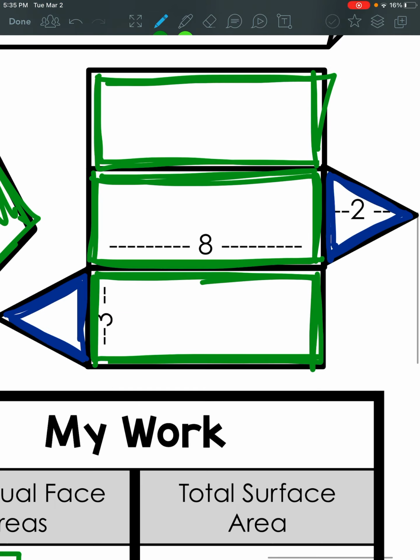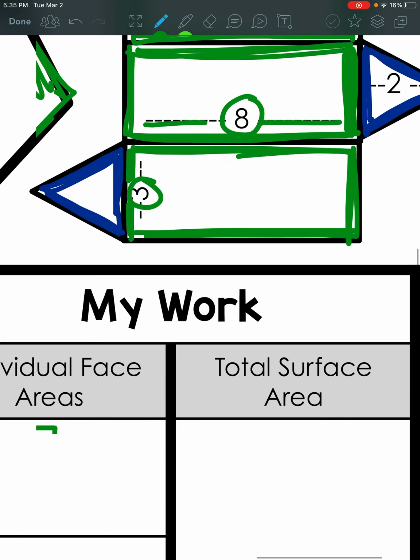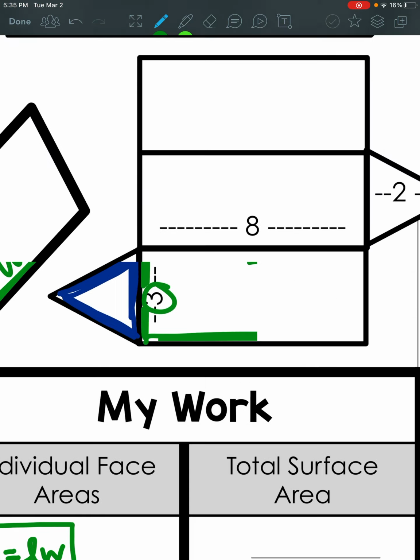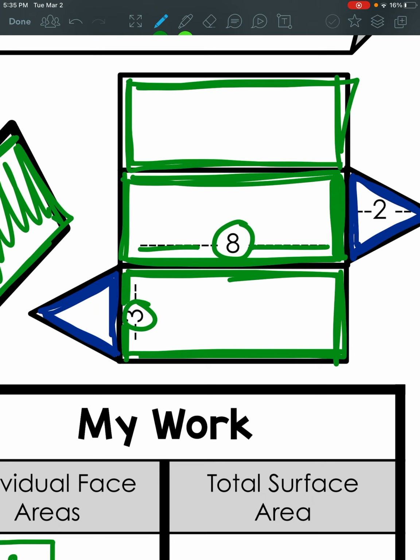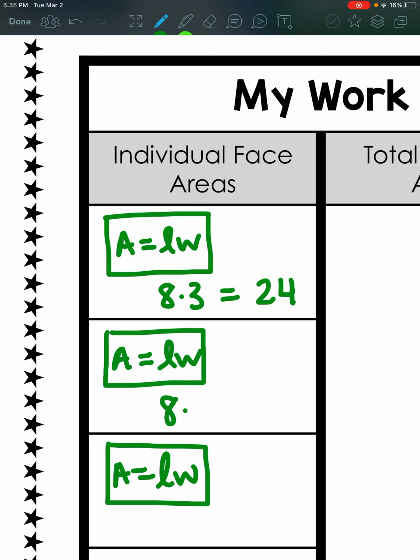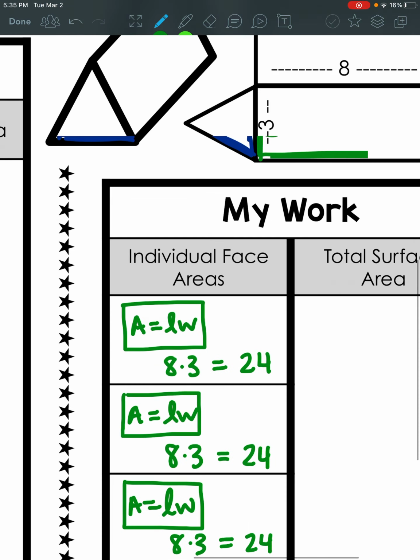So we saw up here the length, we have 8. Now the width would be the other way. We don't have that one labeled, but we do have it labeled down here, and I kind of covered it up. So the width would be 3. So length times width, we do 8 times 3, and we get 24 for the area of one of those rectangles. And like I said, all of these are the same. So we'll find the next one, 8 times 3, and we'll do the third rectangle as well.